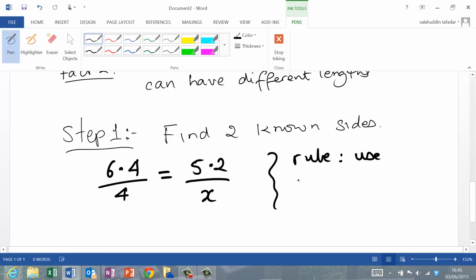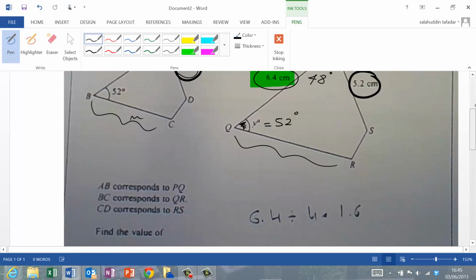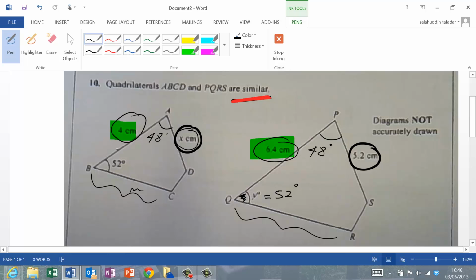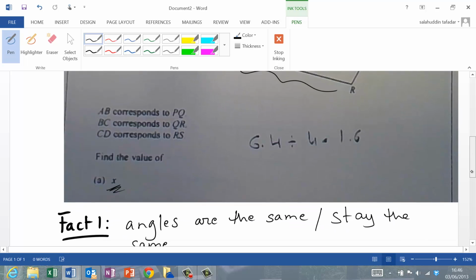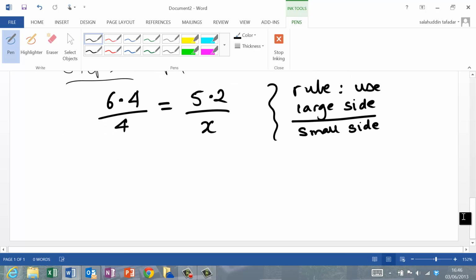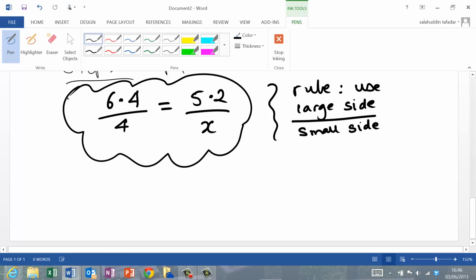And the rule is to use the large side over the small side. As you can see, I've done exactly that: 6.4 over 4, which is the large side over the small side, equal to 5.2 over x, again the large side over the small side. This is what you need to do every time you have similar shapes. Now your next step is to figure out x.